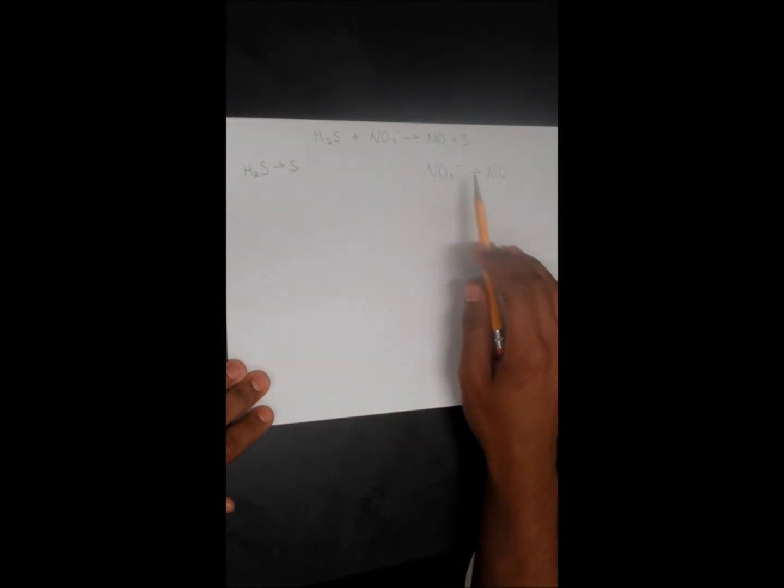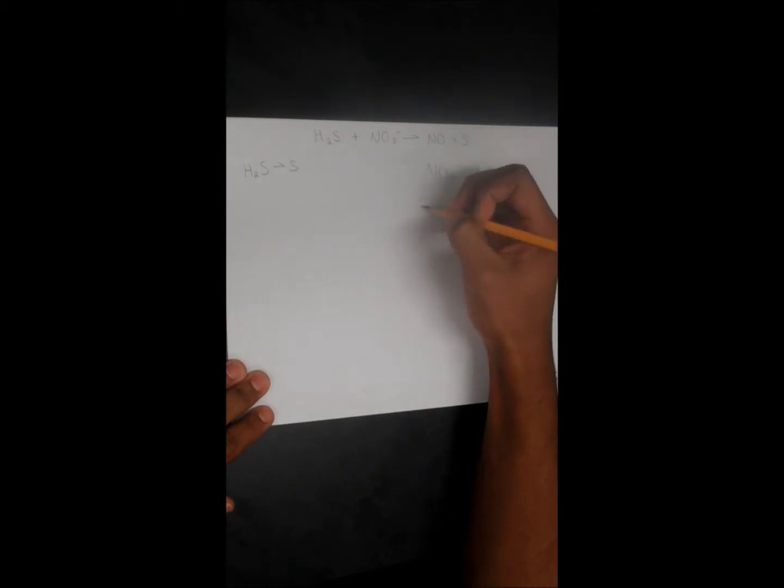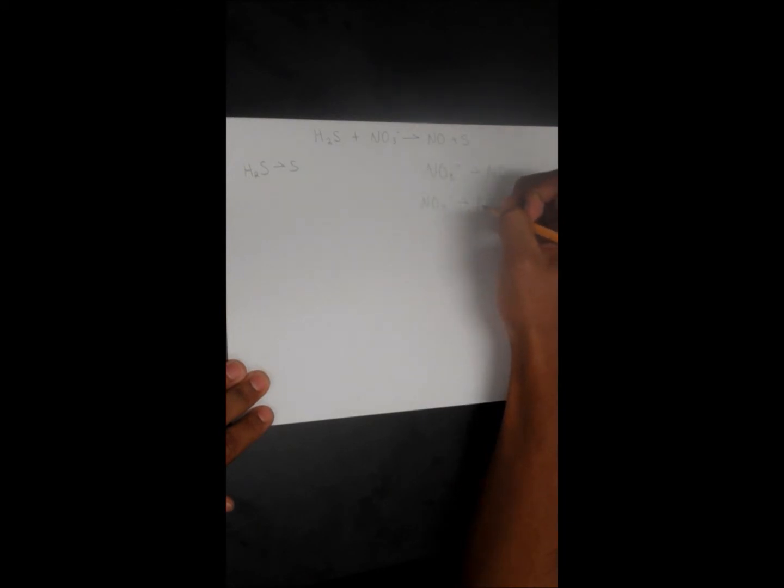In our second half reaction, we have 3 oxygens on this side and 1 on this side. So we have to add 2 waters to this side. So we have NO3 minus yields NO plus 2H2O. Next, we have to balance for our hydrogens.